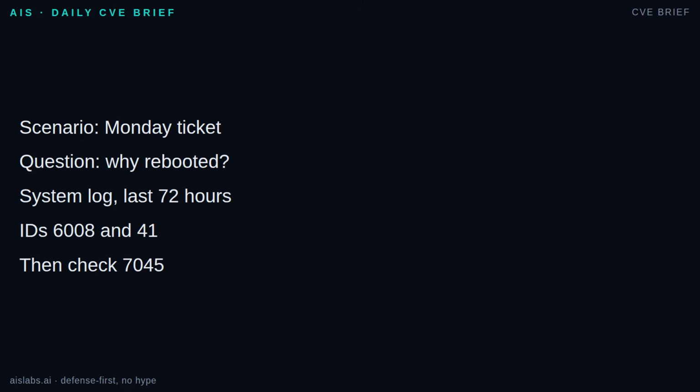If remote event log access is blocked in your shop, use Invoke-Command and run the same query on the server through PowerShell remoting. If you see 41 followed by 6008, you have evidence of an unclean shutdown, not a graceful restart. Then check ID 7045 in the same window. A newly installed service before the reboot changes the conversation.